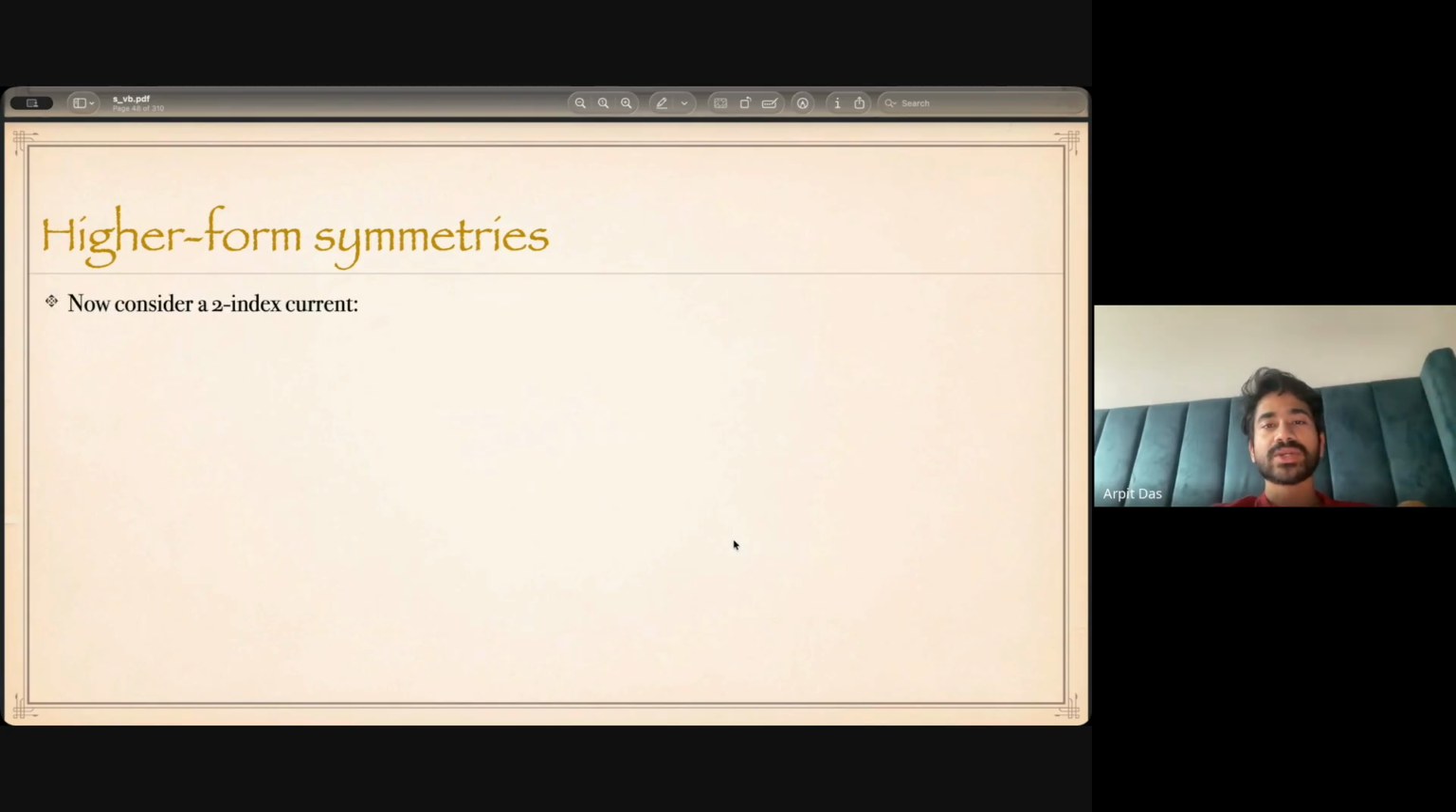So instead of a one-index current, now let's focus on a two-index current. So you have a divergence-free current, which has two indices. And again, in forms language, you will just write it as d star J is 0.